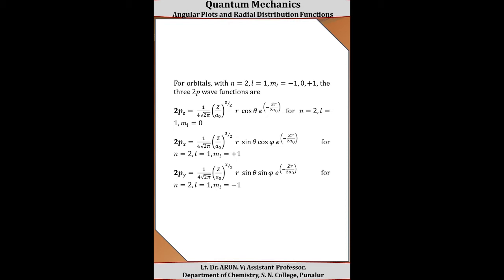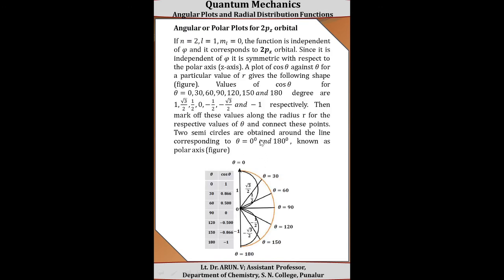By examining these 3 different equations for 2px, 2py and 2pz orbitals, the 2pz orbital depends only on theta, whereas 2px and 2py orbitals depend on both theta and phi. So we have to consider these in plotting the respective 3-dimensional plots. First, we have to plot the angular plot or polar plot for a 2pz orbital.